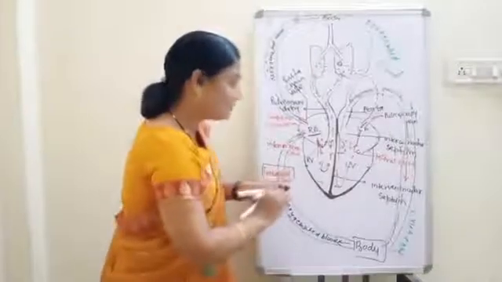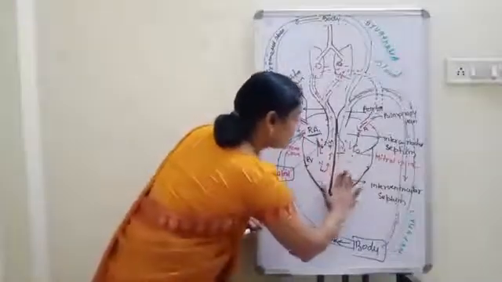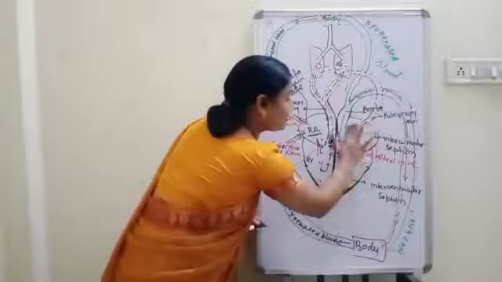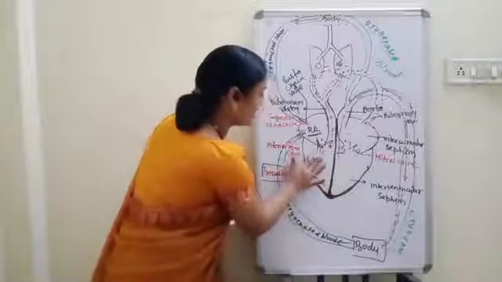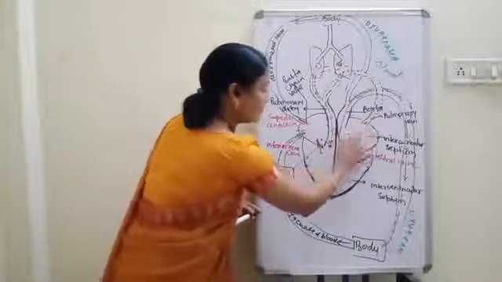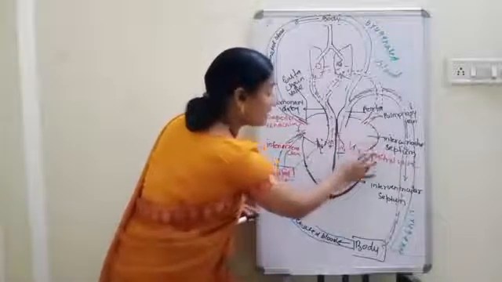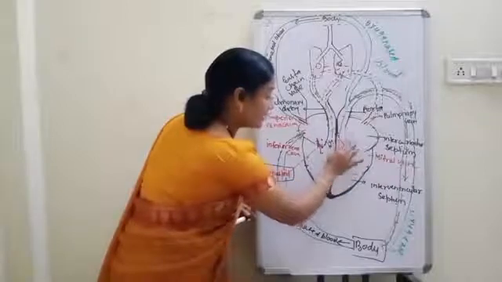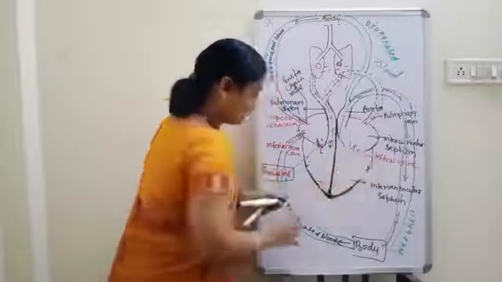Now, we have already studied everything, so I am going to erase this portion so that your figure should be clear. I am going to erase all these things. We do not want this anymore. Now, suppose this is the posterior side of the heart. To the posterior side, once again see what is there.